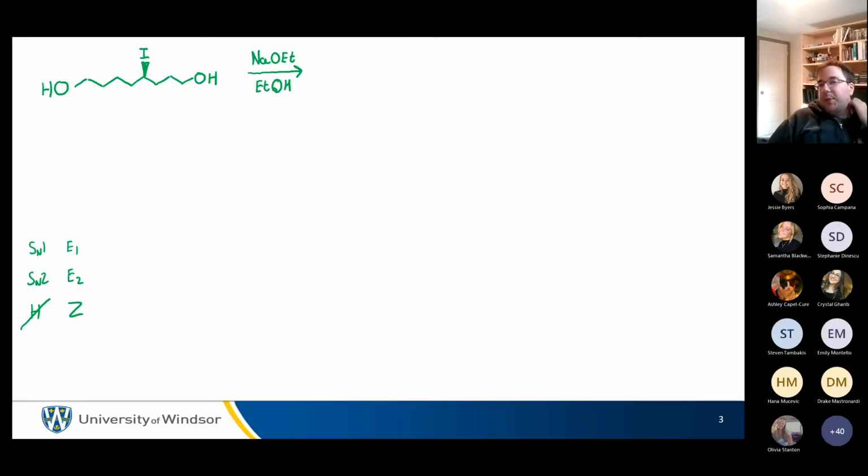Okay, so Liz says these are basic conditions, and she's right. So we can eliminate the SN1 or the E1. Can't make a carbocation under basic conditions, just not competitive. Basic, so favors SN2 or E2. Yeah, as in saying we can eliminate the SN1. Malit says, okay, take off a hydrogen and form a ring. Okay, so you're on the right track there.